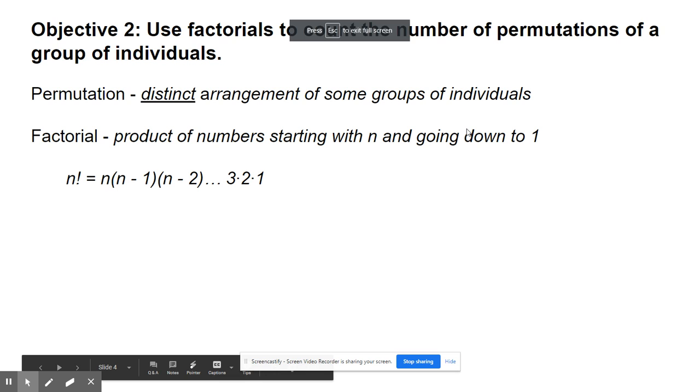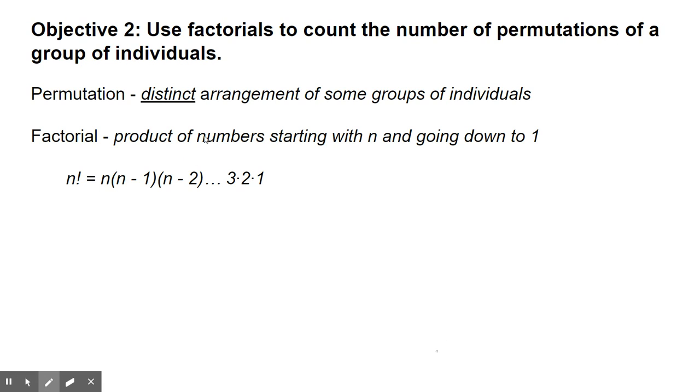All right, so next we're going to talk about permutations. A permutation is a distinct arrangement of some groups of individuals. When we say distinct, the idea behind distinct is that the order matters. So the first position matters, the second position matters, so order matters. So keep that in mind as you're thinking of, is it going to be a permutation or a combination? Now to do this, we need to know what a factorial is.